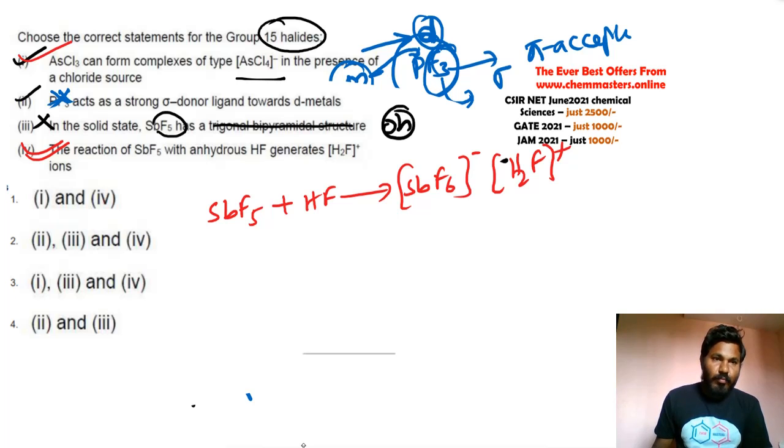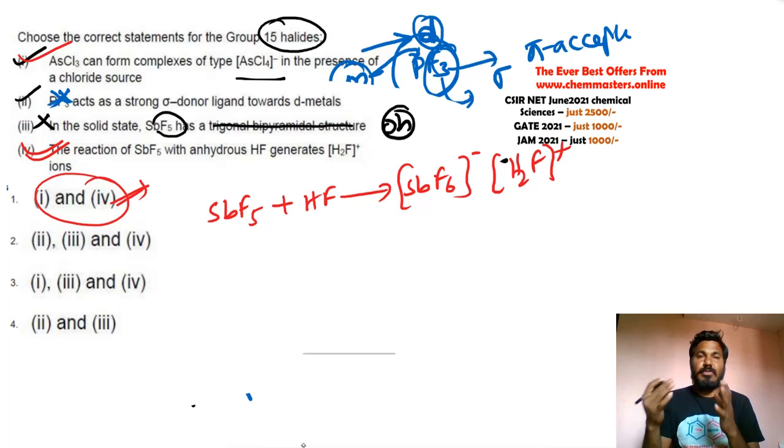So from this, 1 and 4 are the correct statements, and option 1 is the correct answer.